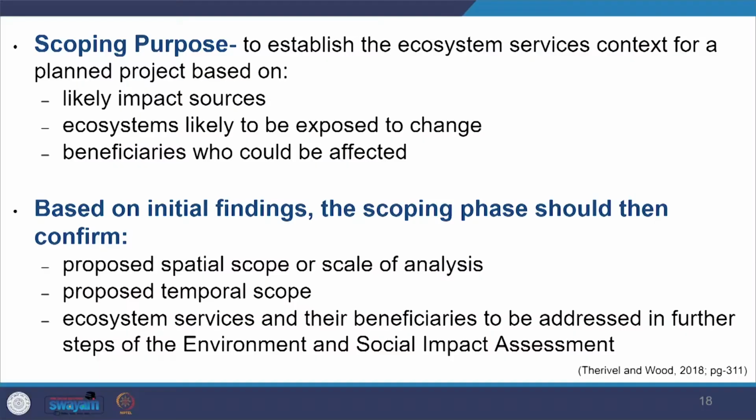At this stage, you determine the ecosystem services context for a planned project. You decide the context based on the likely impact sources. So what impact would the different project activities have on your ecosystem services? What are the ecosystems likely to be exposed to changes? So what are the services that, because of the other activities, because of the other sources, have a possibility of getting exposed to change? Who are the beneficiaries? You will also look to identify them and who would be affected by the proposed project.